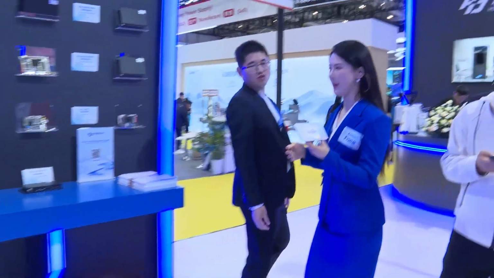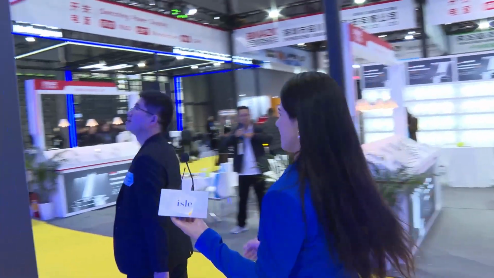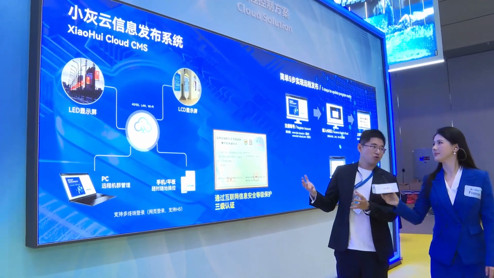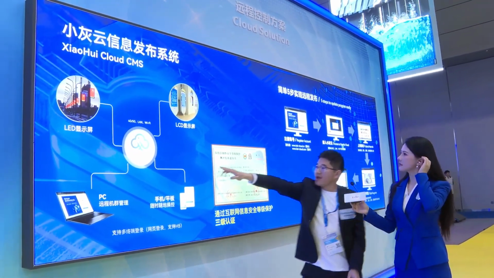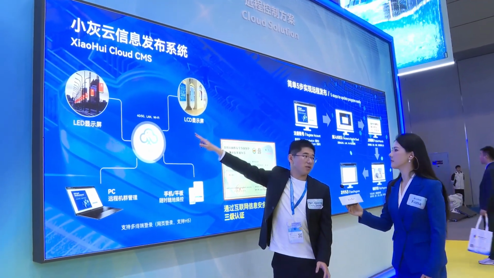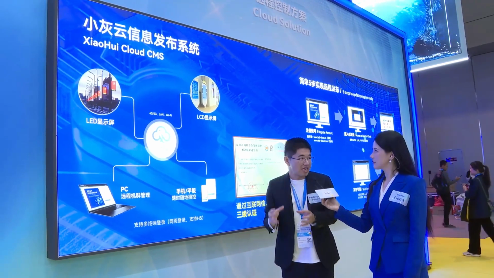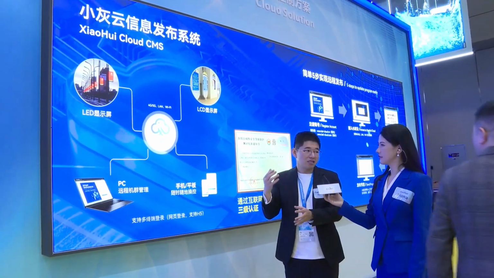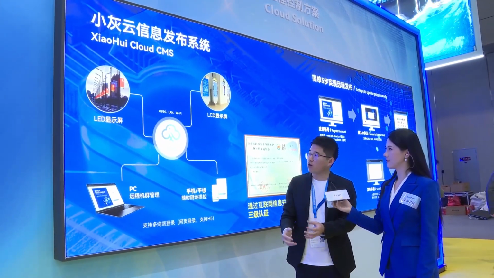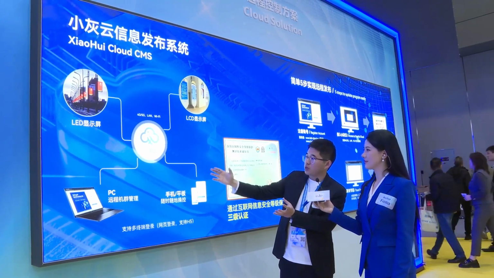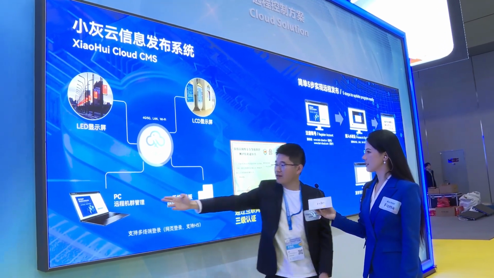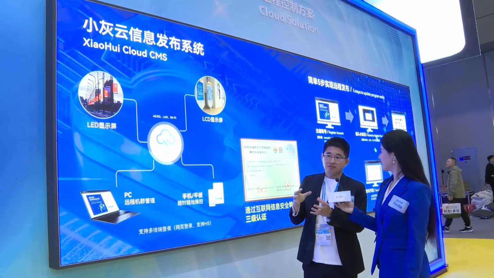Let me introduce our cloud system. Cloud system is very popular recently, right? This is our cloud system. For our cloud solution, we can control LED displays and also LCD displays, because in some application scenarios there is not only an LED display, but also an LCD poster or LCD wall. So in our cloud solution, we can use one system to control both of them, and the operation is easy.